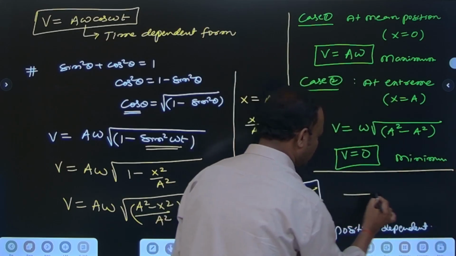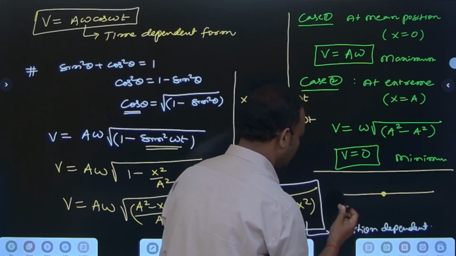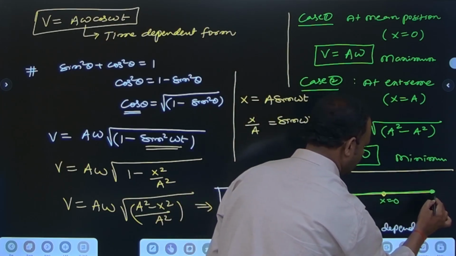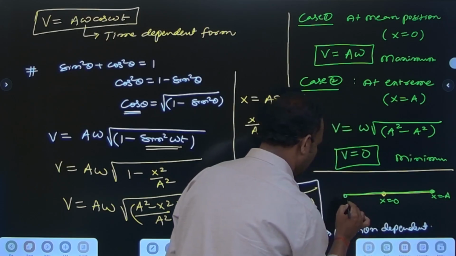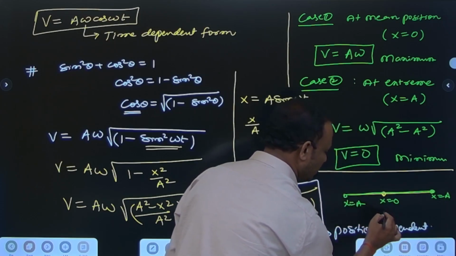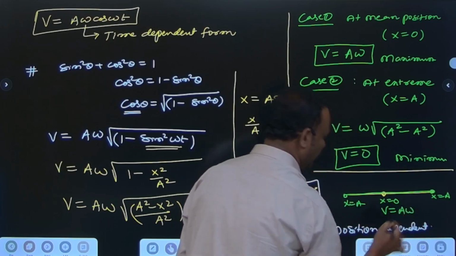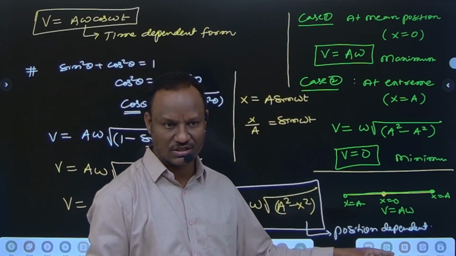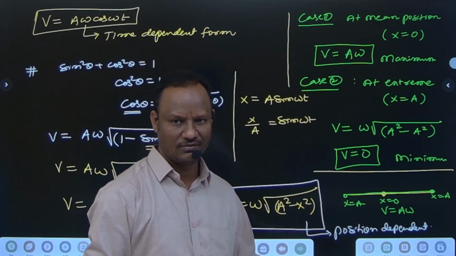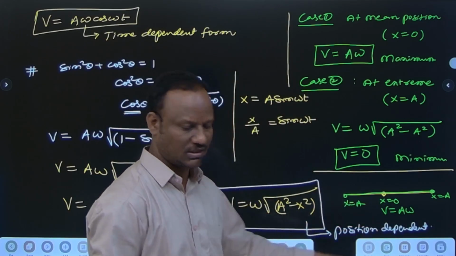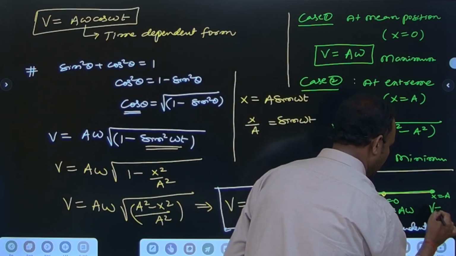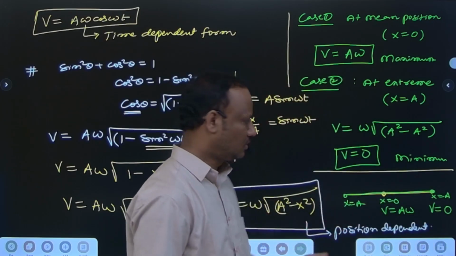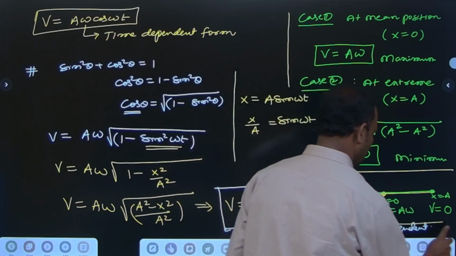So from here, x is equal to 0 at the mean position, and x is equal to A at the extreme. What is the velocity here? V is equal to A omega. Sometimes he won't say maximum velocity or minimum velocity, he will say velocity at mean. Velocity at mean means maximum velocity. Velocity at extreme is 0. So this is the thing to remember.